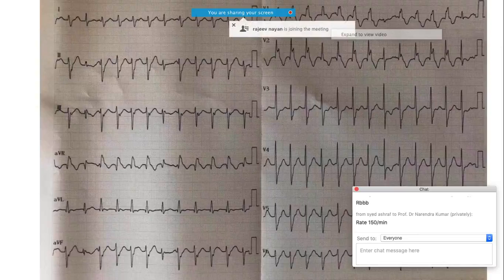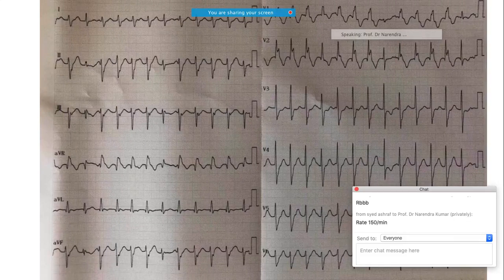Okay, rate is 150 per minute. So this is a tachycardia, right? Tachycardia with right bundle branch block. Okay, what else? Good. Dr. Ashraf, I appreciate it. You're going in the good direction.